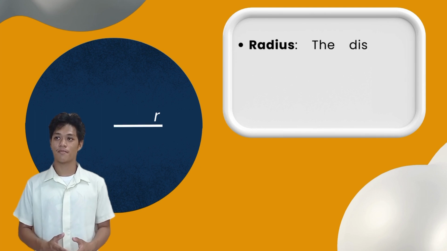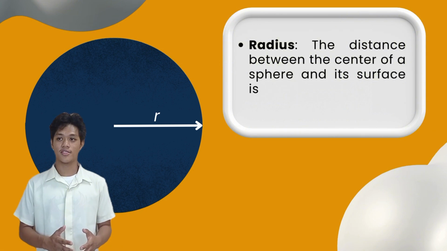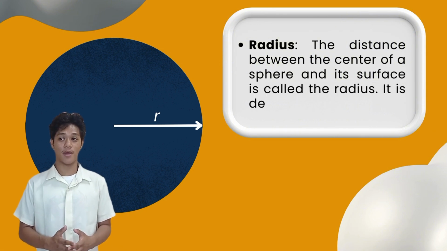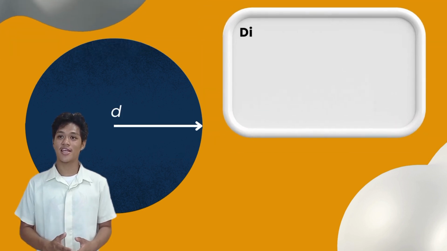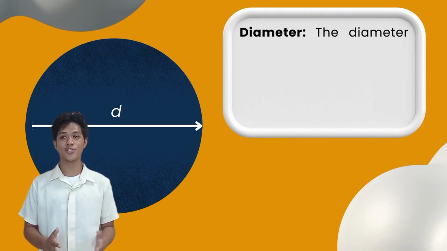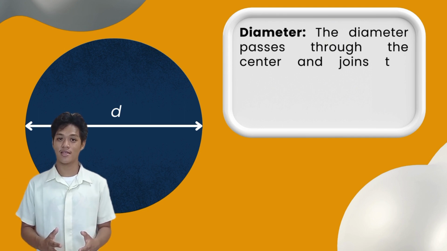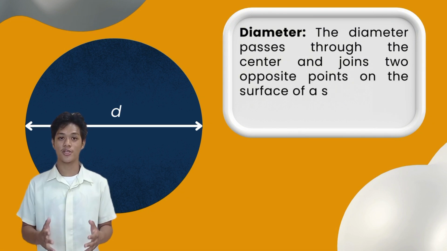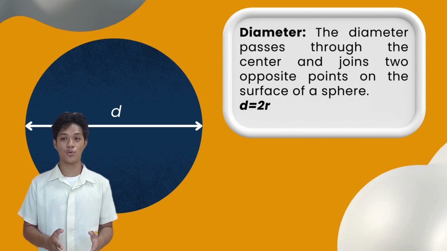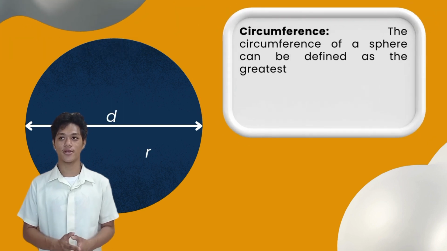First is the radius. The radius is the distance between the center of a sphere and its surface. It is denoted by the small letter r. Next is the diameter. The diameter passes through the center and joins two opposite points on the surface of a sphere. It is denoted as small letter d, and the equation of the diameter is d equals 2 times the radius. Lastly is the circumference.